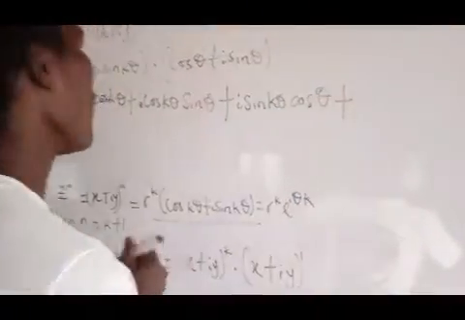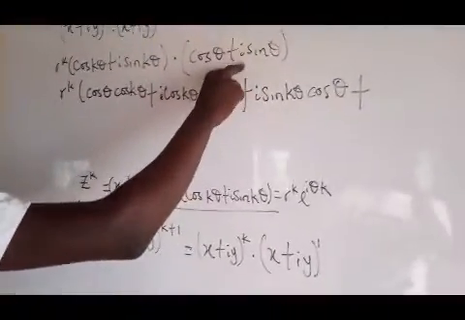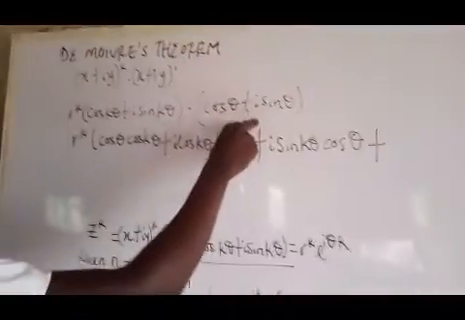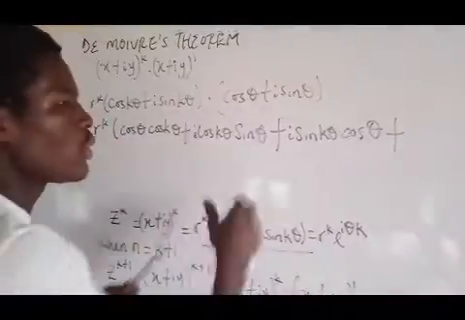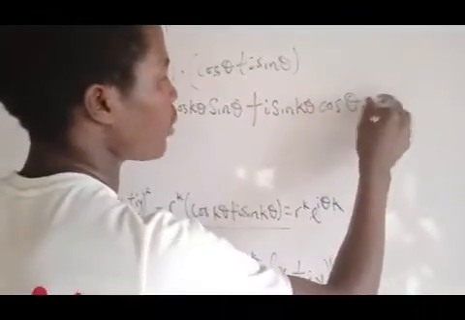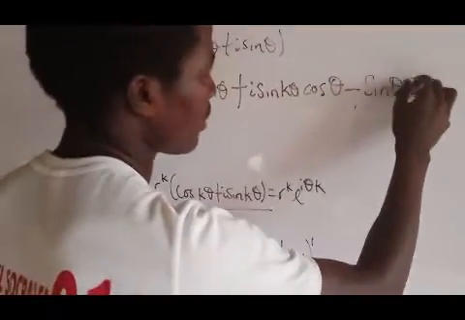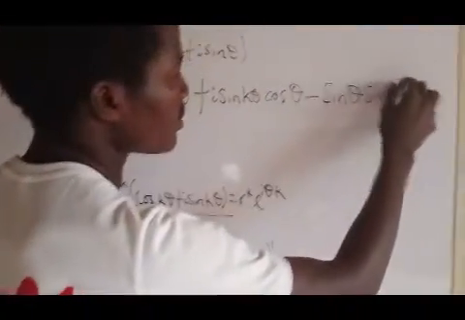You know, before I told you that I times I is what? I square, and I square in complex number means what? Minus 1. So our I square will now make this become minus. So sin k theta times sin theta will now give us what? Sin theta sin k theta.